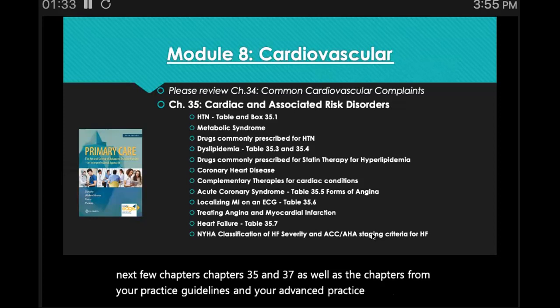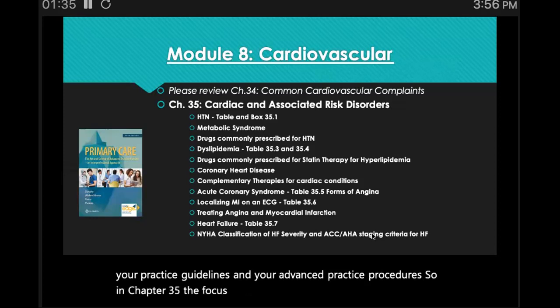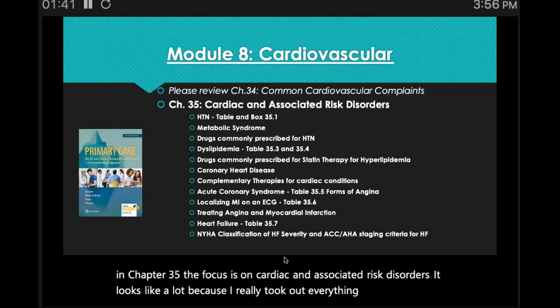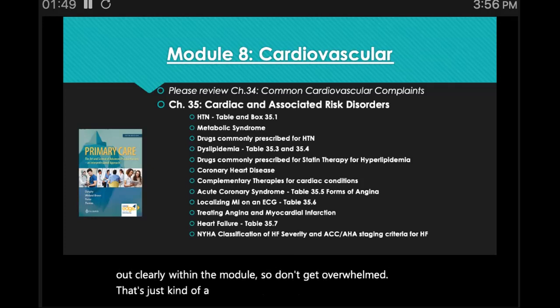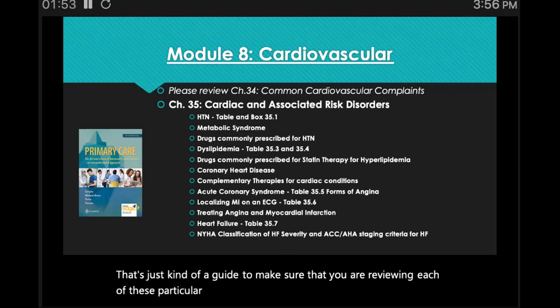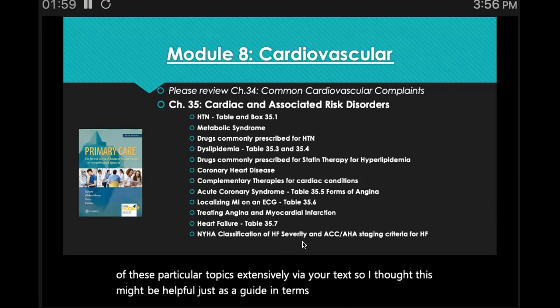In chapter 35, the focus is on cardiac and associated risk disorders. It looks like a lot because I took out everything I wanted to make sure you focused on in your textbook, and I wrote it out clearly within the module. So don't get overwhelmed. That's just a guide to make sure that you are reviewing each of these particular topics extensively via your text. I thought this might be helpful as a guide for your studies.